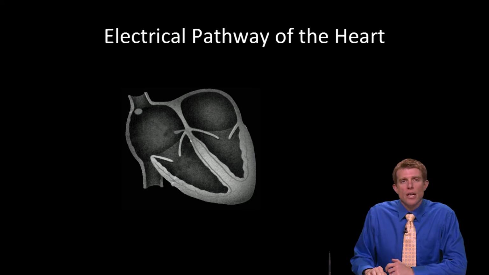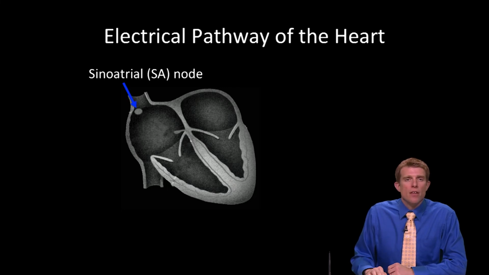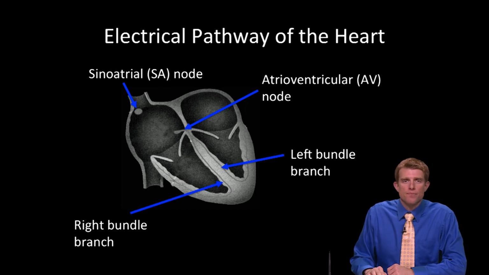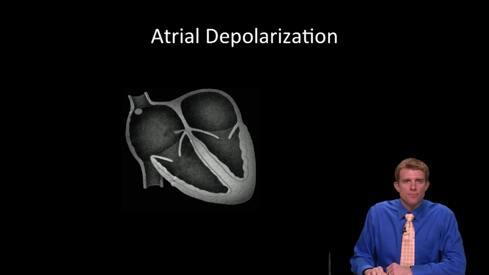But what we're really looking at is the electrical pathway of the heart. When we talk about the electrical pathway of the heart, we talk about the highway that the electricity tends to travel. And it goes from the sinoatrial node to the AV or atrioventricular node, and then down the superhighways of the left bundle branch and the right bundle branch. And by following this pathway, it rapidly depolarizes the heart and allows a coordinated mechanical contraction.